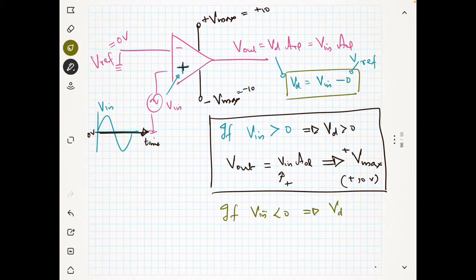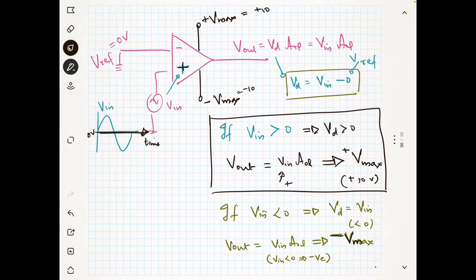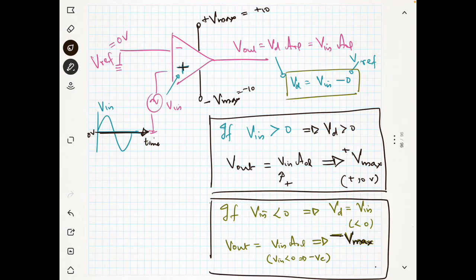My VD has this formula, V in minus 0. So VD is equal to V in, which is less than 0. That means my output will be equal to V in times AOL. V in is less than 0, which implies it is a negative value, so my output will also be negative. My output will go to minus V max. So I can draw it like this.